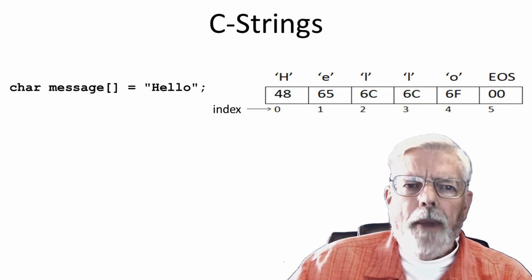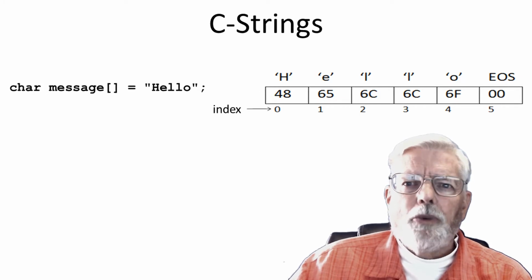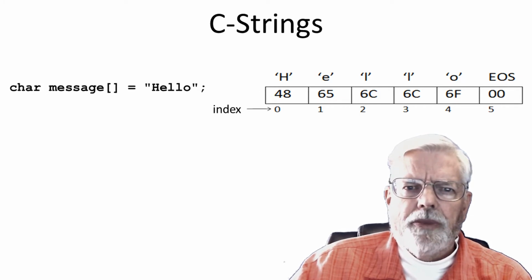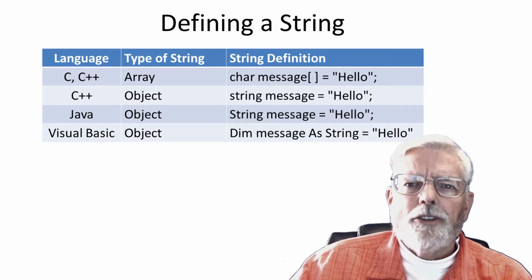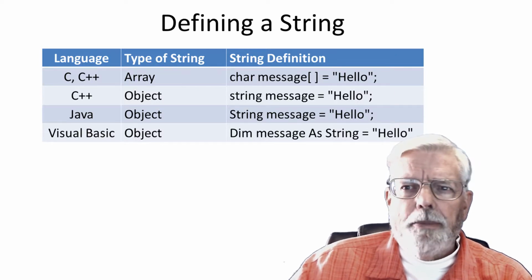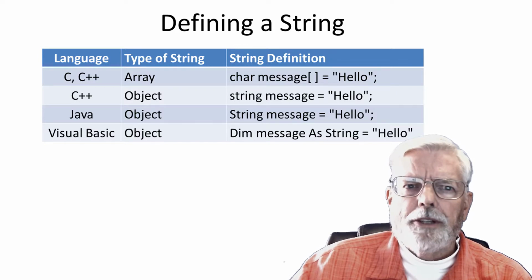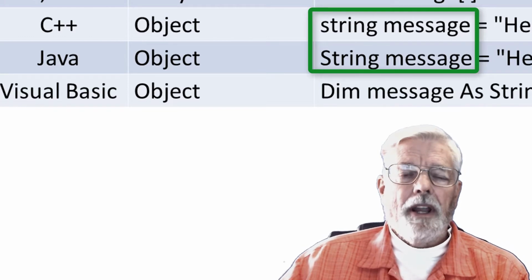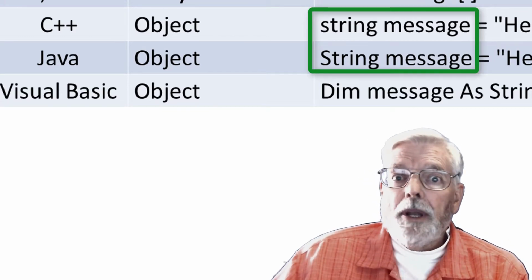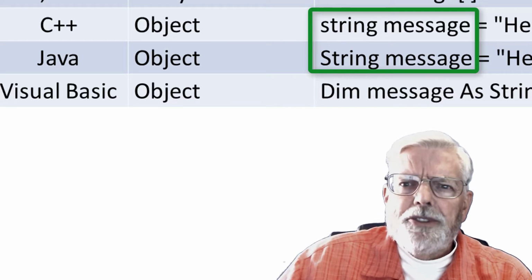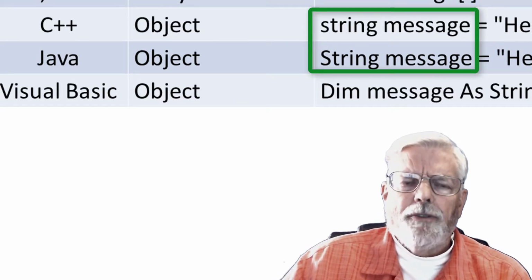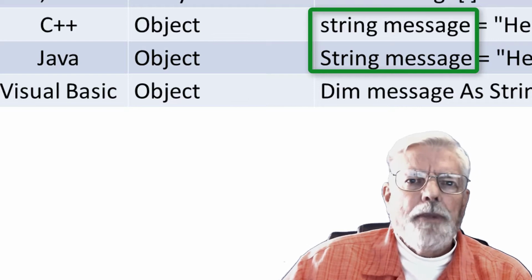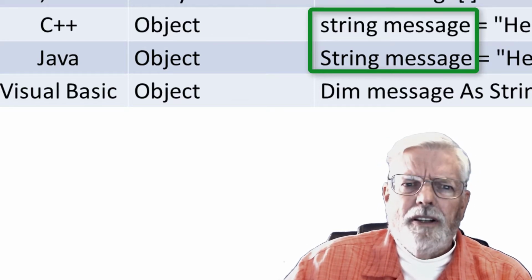The null byte is automatically placed at the end of the string when the string is declared with quote marks. Here are examples of defining a string array in C and C++ or using an object in C++, Java, or Visual Basic. One difference to notice in defining a string object with C++ and Java is that the word string is capitalized in Java but not in C++. Java is very specific in stating that objects have their first letter capitalized. C++ is not quite so definite.